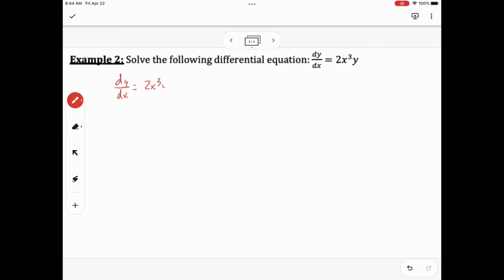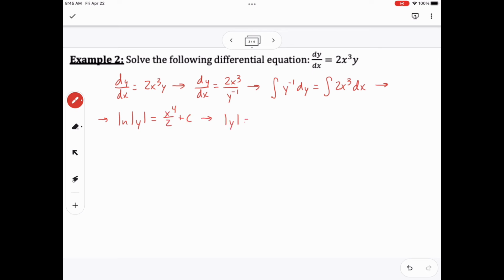Example 2. Sometimes you're going to have to move things around. Notice that the y is not in the denominator, so I have to move it down. That means it needs to be moved down by a negative exponent, so I get y to the negative first. Once I have that set up, I can cross multiply, take the integral of both sides, and take the antiderivative. Remember, for y to the negative first, the antiderivative is ln of the absolute value of y, and then x to the fourth divided by 2 plus c is the right side.